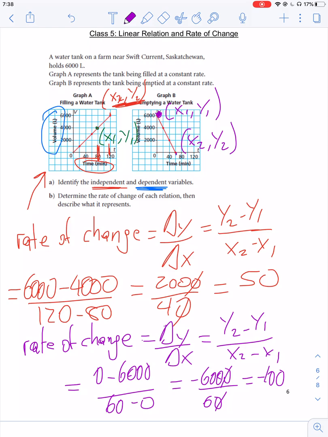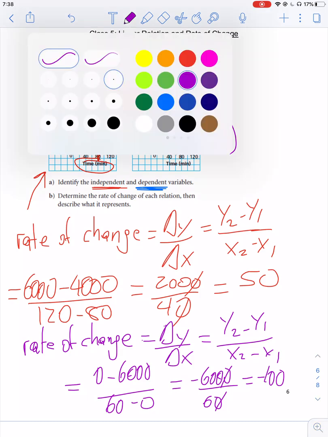Determine the rate of change of each relation, then describe what it represents. What this is telling you is that you're filling the tank. Rate of change tells you what happens to your y value for every time you increase your x value by 1. So for every time your minute increases by 1, 50 liters are being pumped into your tank. This is what this tells you.